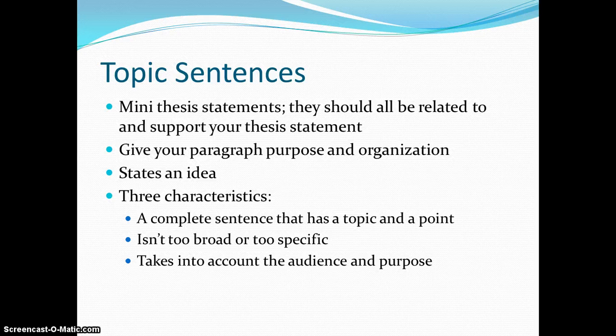So three characteristics that the textbook gives about topic sentences is that it has to be a complete sentence, of course, but it has to have a topic and it has to have a point. So it still has to be related to your thesis statement and your overall topic of your paper, but it needs to be arguing something or stating something very specific, okay? But as the next point shows, you don't want it too broad, of course, but you also don't want it to be too specific. It has to be something that you can develop within a good length of a paragraph.